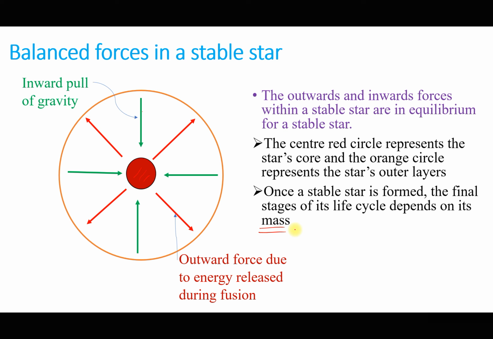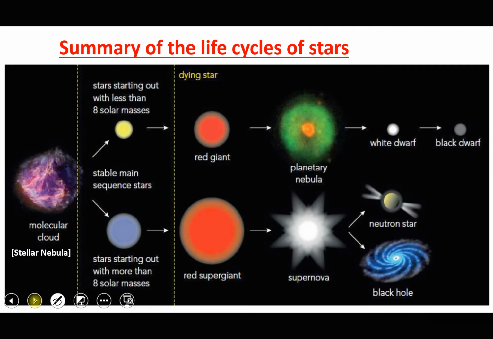And once a stable star is formed, the next stage of its life cycle is going to depend on the mass of the star, whether the mass is very big, several solar masses, or a few solar masses. So in summary, here is the life cycle of a star.